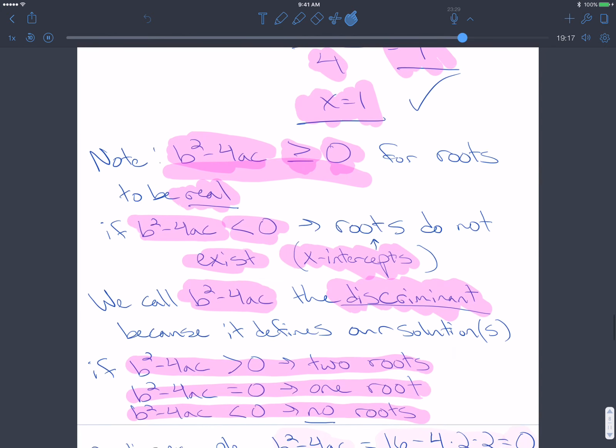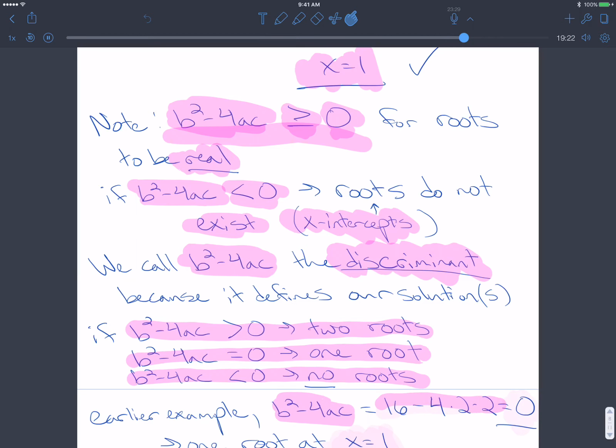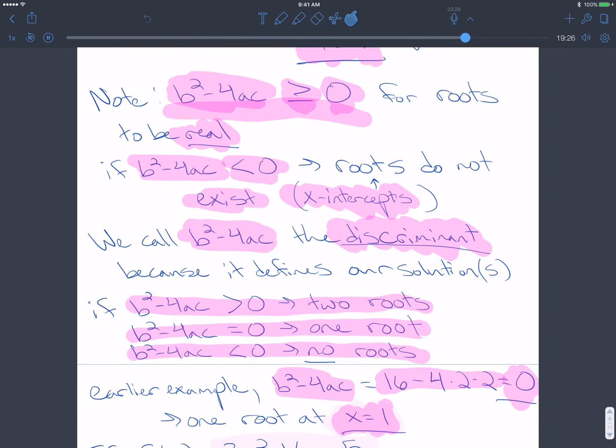If we look at the example that we just did, b squared minus 4ac was 16 minus 16, and we got 0. So we only got x equals 1 as a solution, and if you graph that function on your calculator, you will see that the vertex is on the x-axis. So that's why we only have one root, one x-intercept. Let me give you an example of each other case.